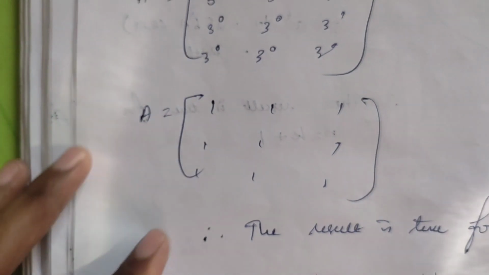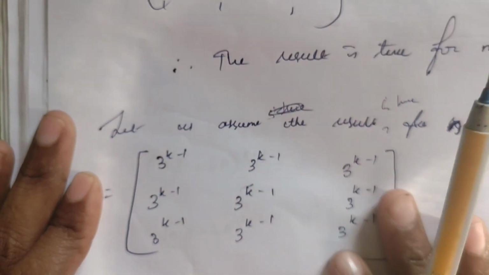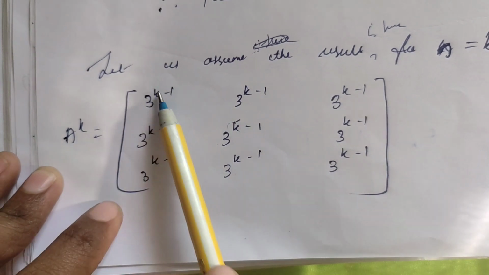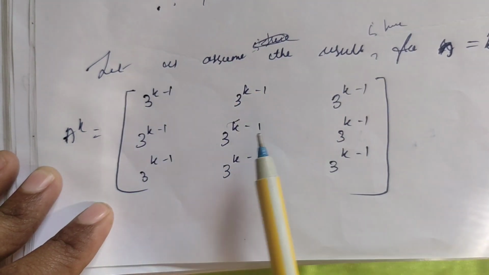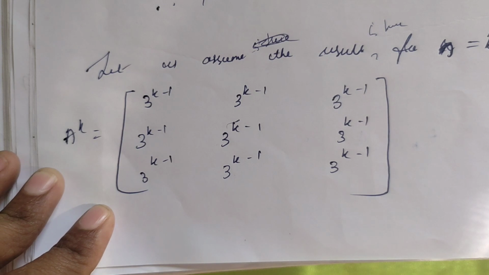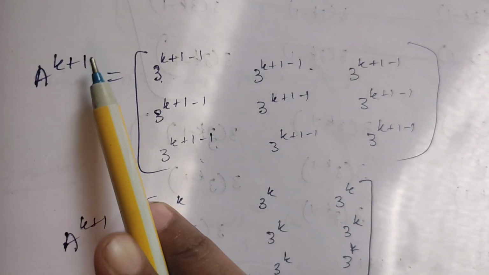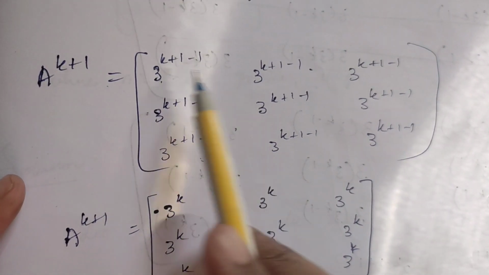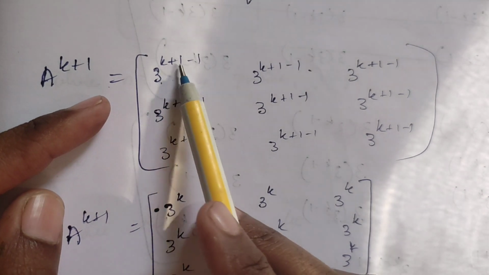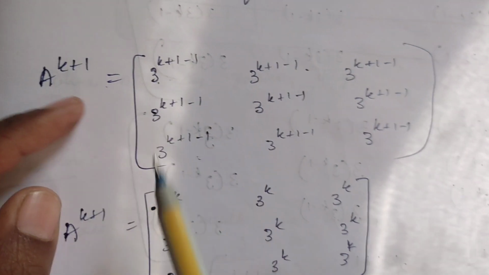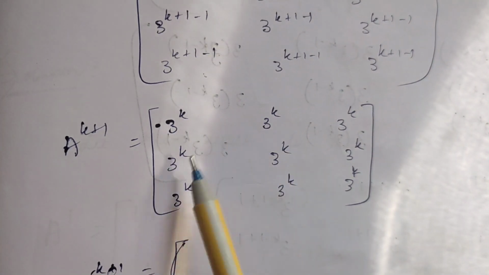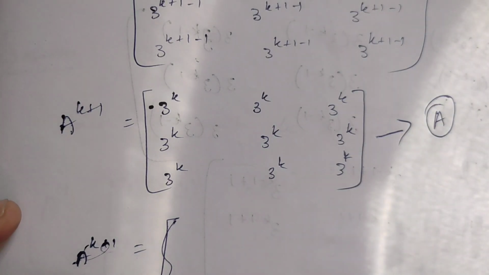So the next step is we are going to assume the result is true for n equal to k. So A power k is equal to 3 power k minus 1 in all the places. So next thing we have to prove A power k plus 1. So A power k plus 1 is equal to 3 power k plus 1 minus 1. So k plus 1 minus 1 is 0. So 3 power k. I got it. A power k plus 1 is equal to 3 power k all the way. I am going to prove this result now.